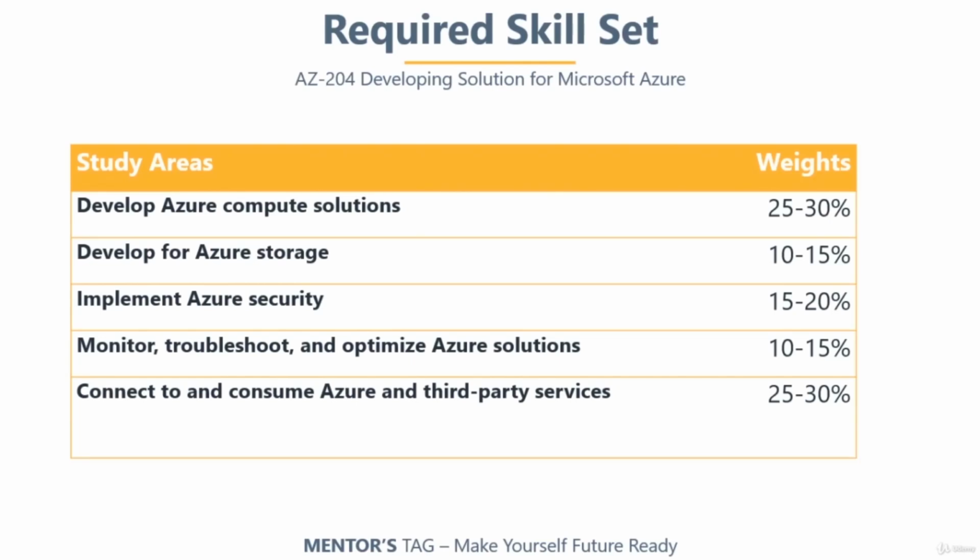is having totally 5 modules, starting from this developing Azure compute solution, and the weightage for these 5 modules are exactly like this. To know about more details of this thing, you can go to the official site of AZ204, and I'm giving you a surety that this course is following all the updated guidelines of this course.